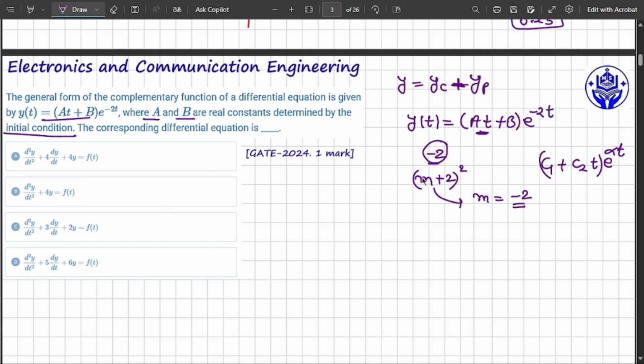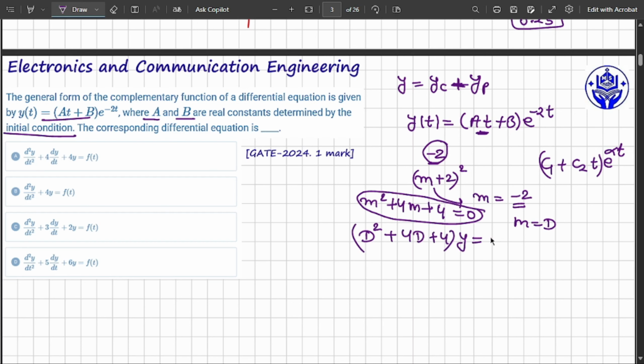So this is the differential equation. If I open it, I will get m square plus 4m plus 4 is equals to 0. If I replace my m with the derivative, it is D square plus 4D plus 4, and if I multiply with y is equals to 0, then this is nothing but d2y by dx square plus 4 dy by dx plus 4y is equals to 0. If it is not 0, then it will be a function of x. So the first option is the correct option for this case.